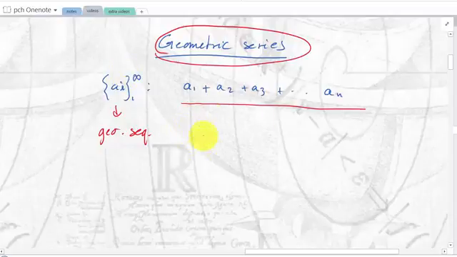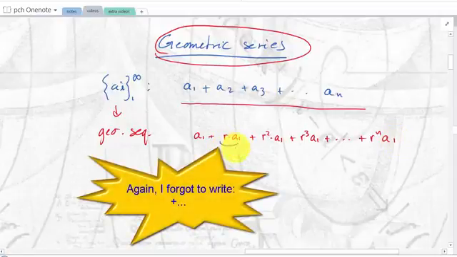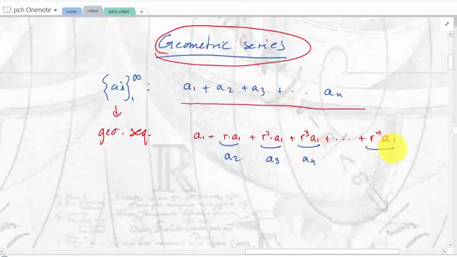So for example, a geometric series will be A1 plus R times A1 plus R squared times A1 plus R cubed times A1 plus R^n times A1, right? Because this is A2, this is A3, A4, and this would be A(n+1). And then, of course, it goes on forever. In this course, we are only going to be looking at this type of series. And this will be the subject of the next lecture.